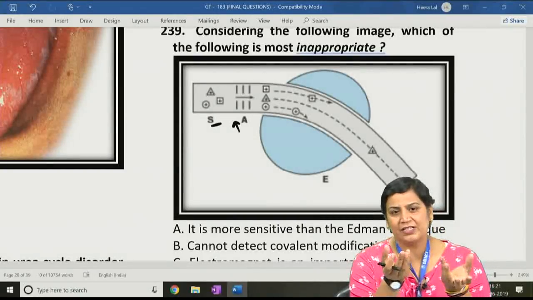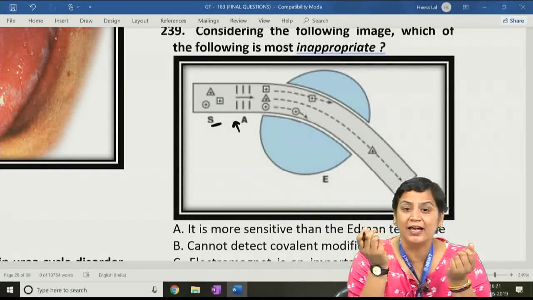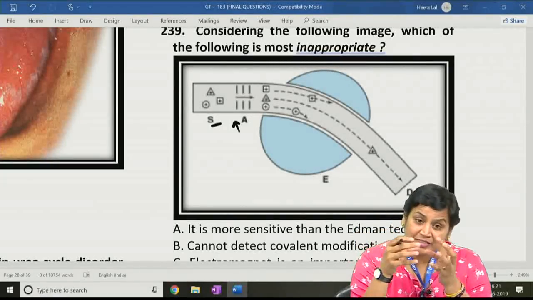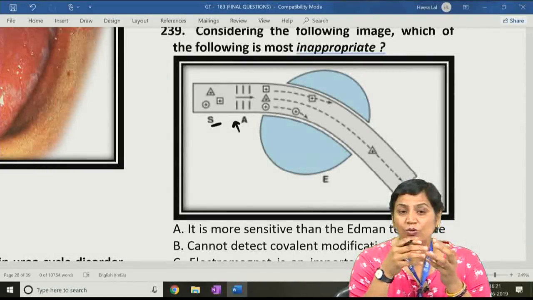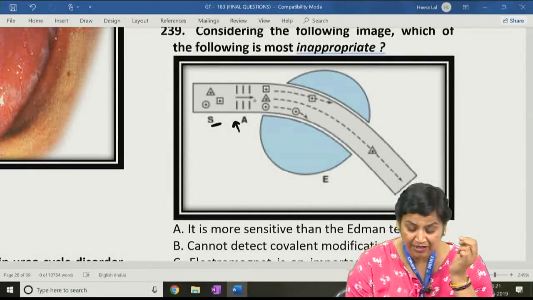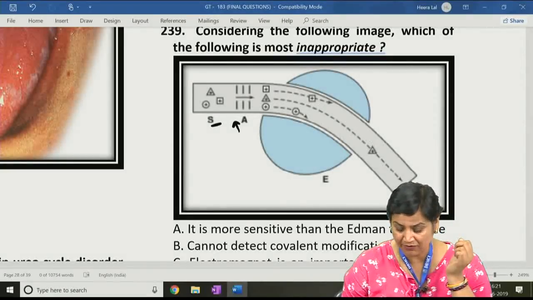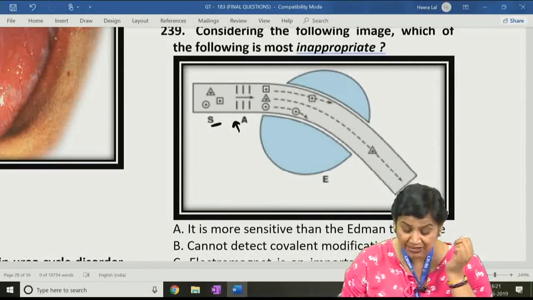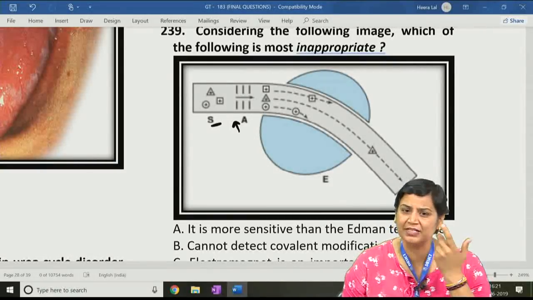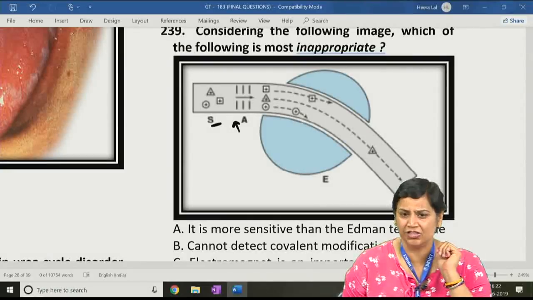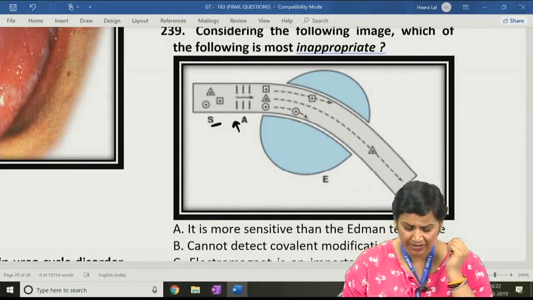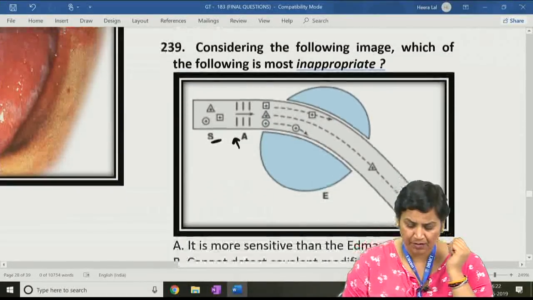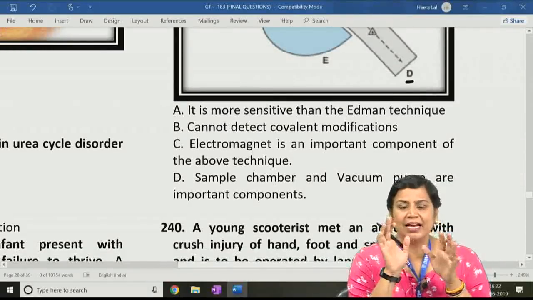In the presence of this, obviously proteins or amino acids have a zwitterionic structure. They have an amino group as well as a carboxyl group. In the presence of electromagnetic radiations, they are going to explode, and they will move by this pathway, and finally they will be detected by the detector present in it. This mass spectrophotometry has basically overtaken the Edman degradation method because it is more sensitive. Now let's look at the options. See, it is more sensitive than Edman's technique.